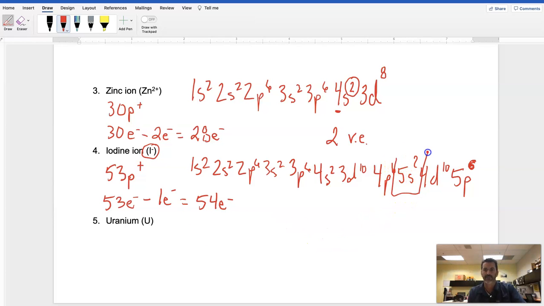Okay, valence electrons. I have energy level 5. I have 2 electrons here, and I have 6 electrons here. So I have a total of 8 valence electrons, and everything else is a core electron.